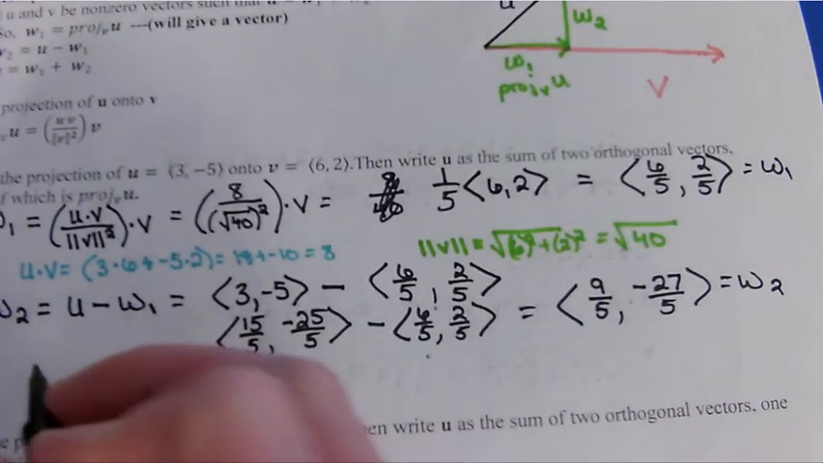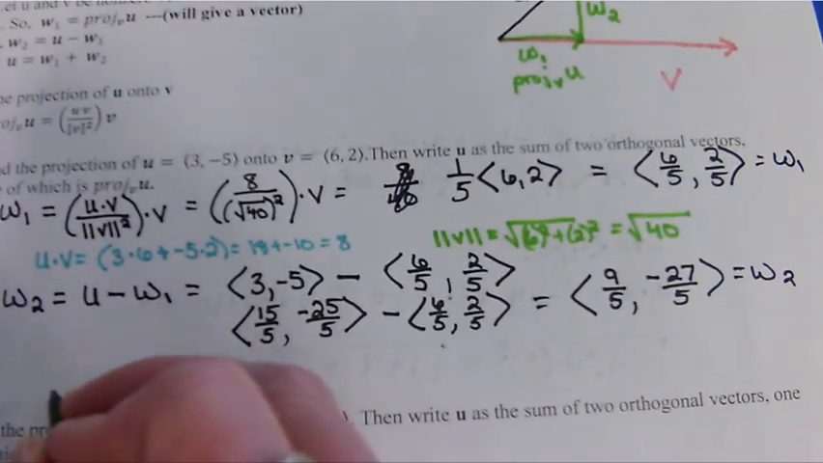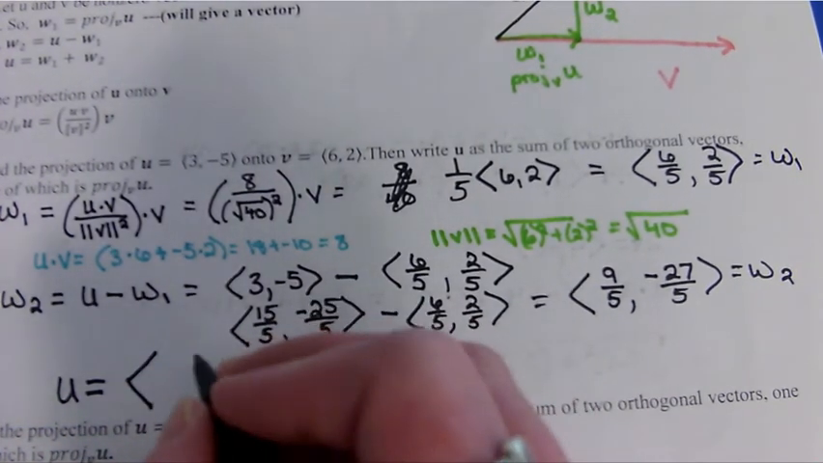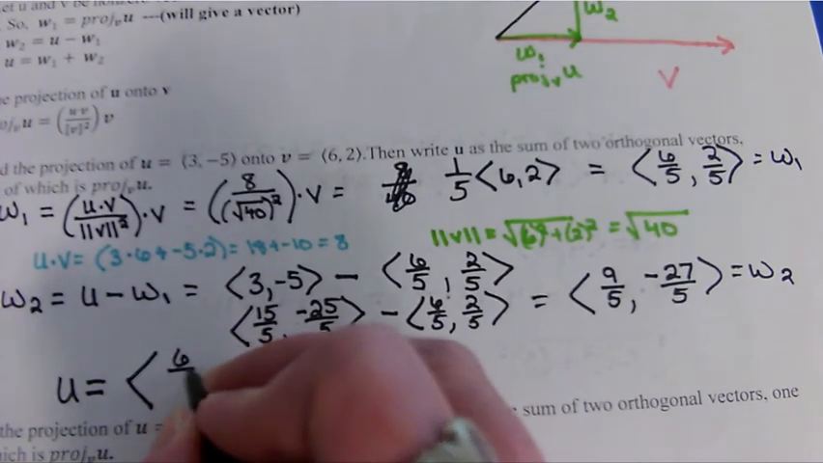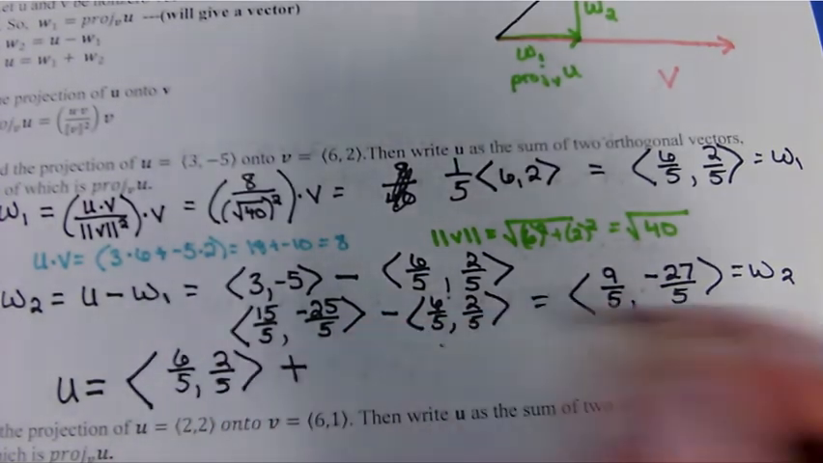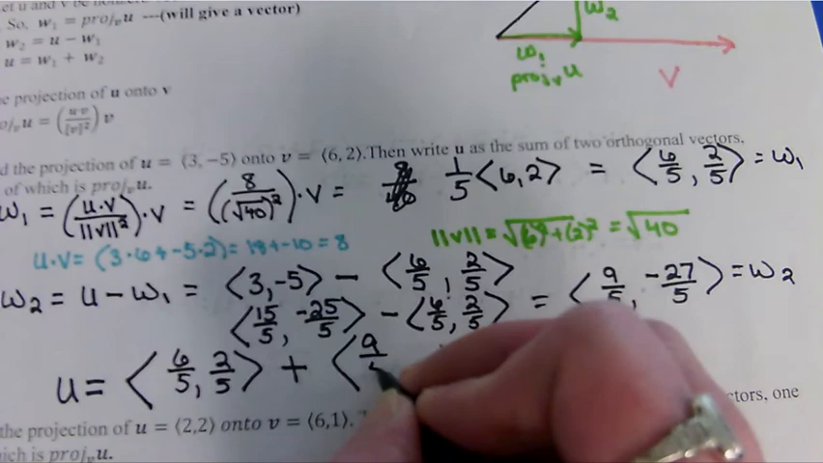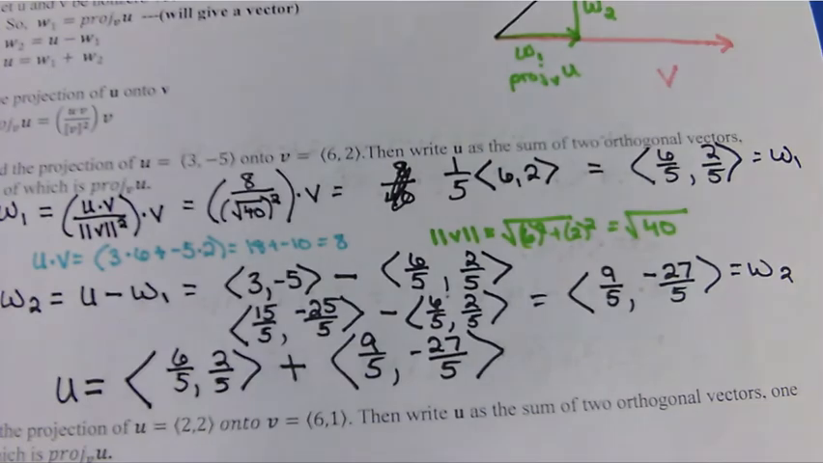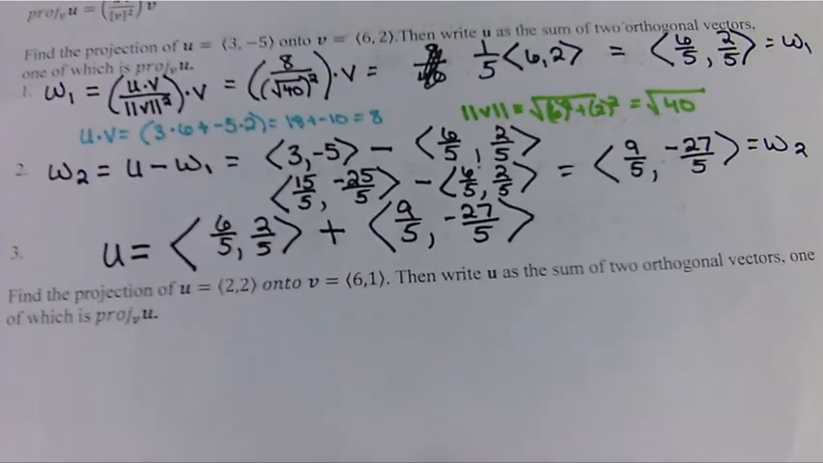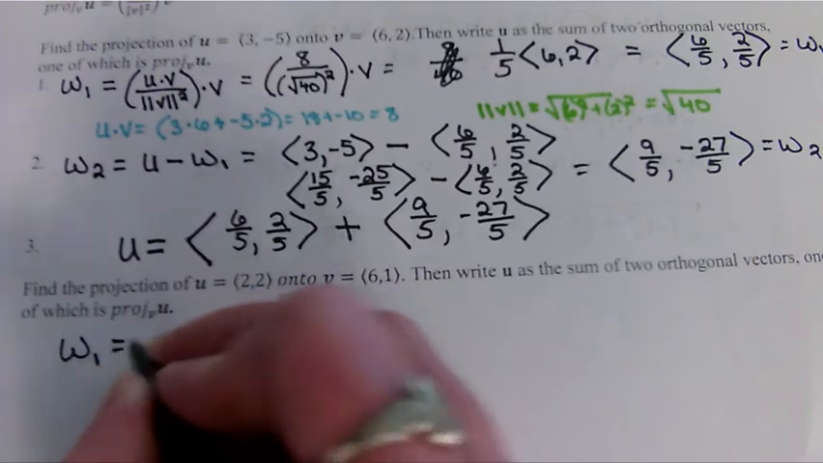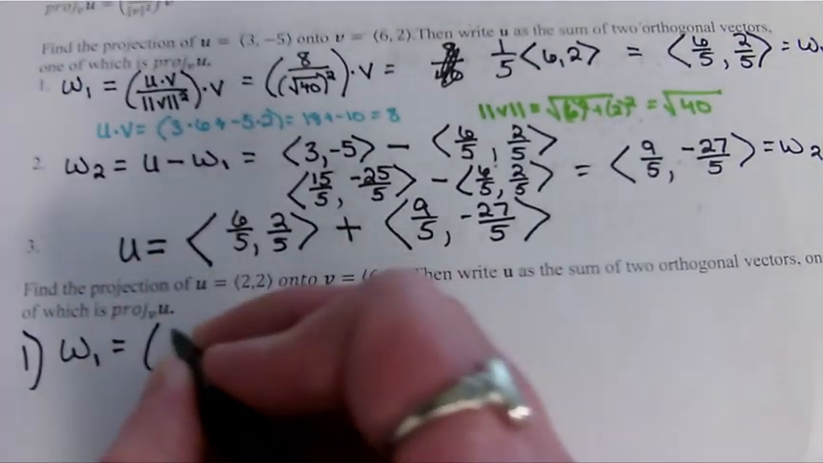So what we're doing is we're rewriting u as its two components. So u can be rewritten as w1 plus w2. We're going to do this next one. If you want to try it on your own and then check your answers, you're more than welcome to do that.